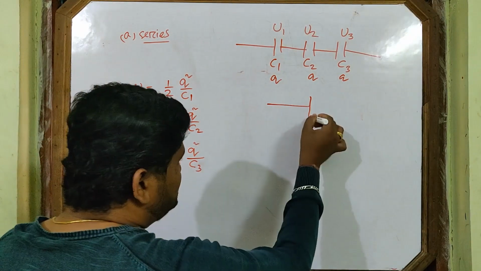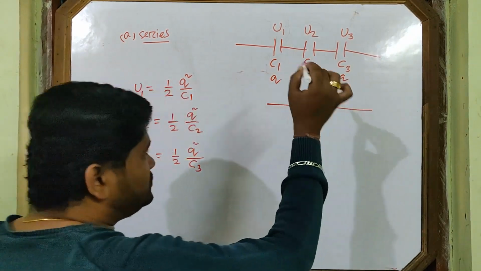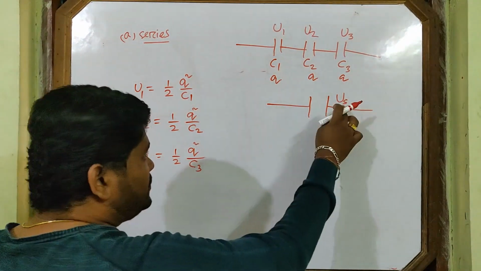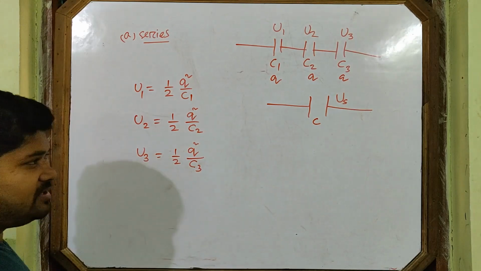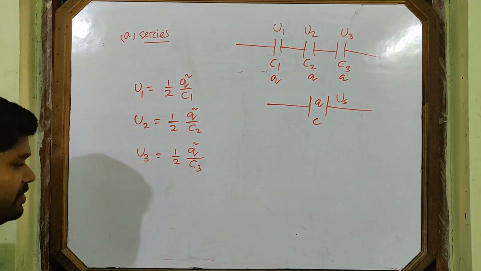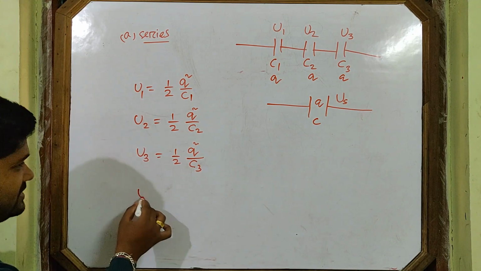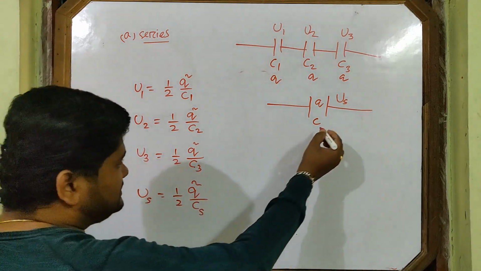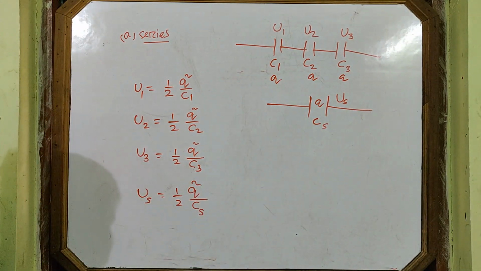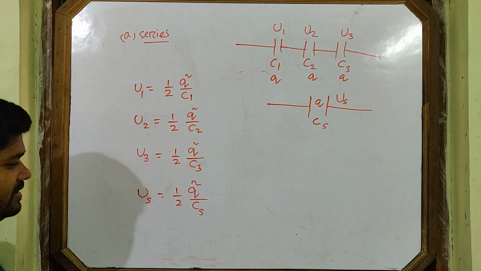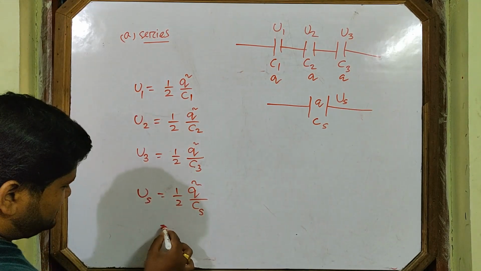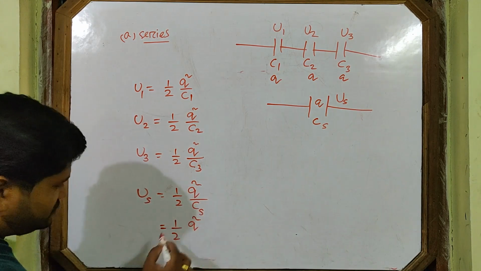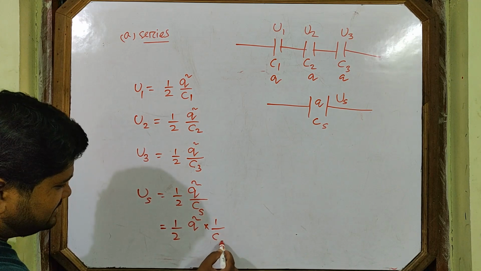If they behave as one capacitor, for the total energy stored, let's write US, the series combination total energy stored. Effective capacitance is CS and the total charge is Q. Then in the effective case, US is equal to half Q square by CS. This is the series combination. Now let's see what happened here. Start from this: half Q square by CS, half Q square times 1 by CS.